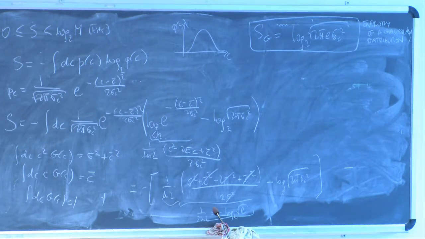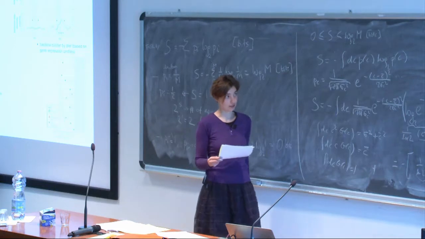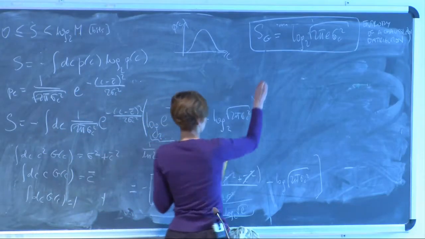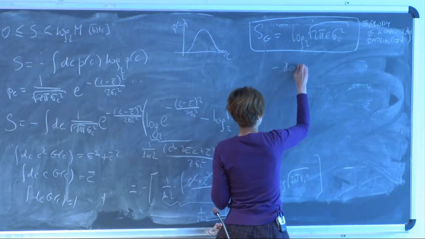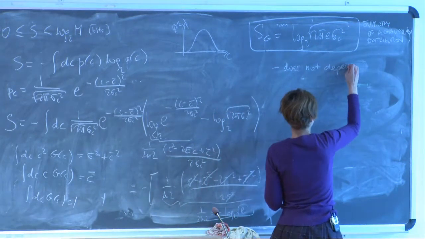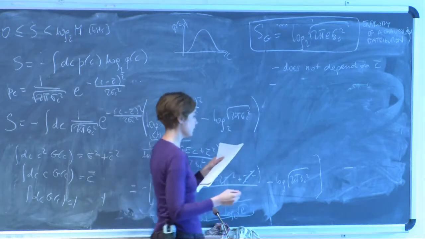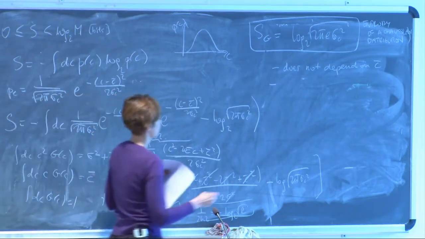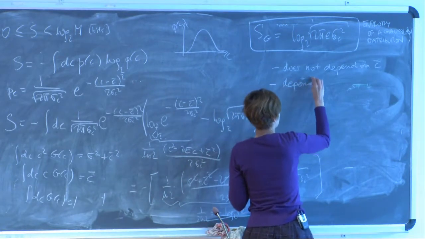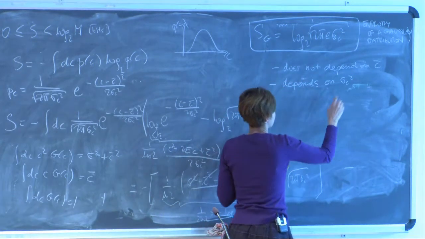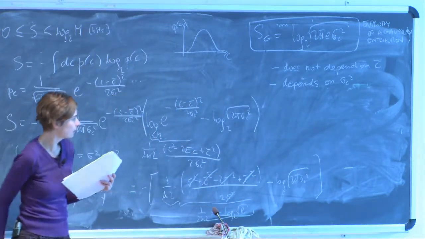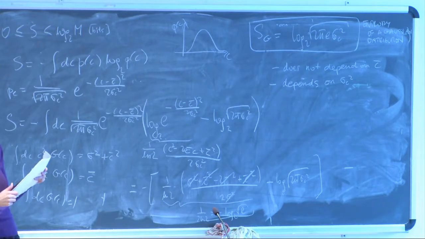The number of states does not depend on where these states are located in space. You're just really counting space. So that's why the entropy does not depend on the mean of C, okay? But it does depend on sigma, on the variance, okay? So what does that mean, that it depends on the variance? It means that the number of accessible states depends on the variance.